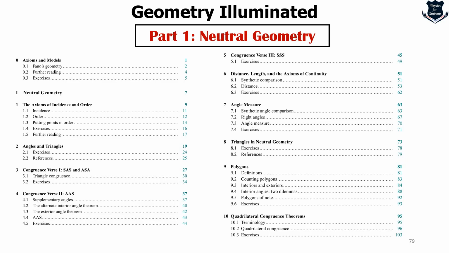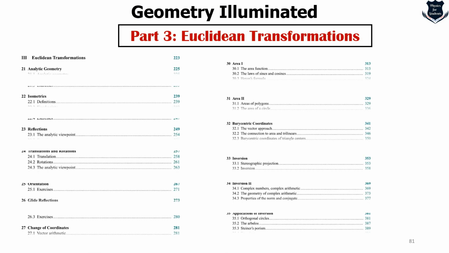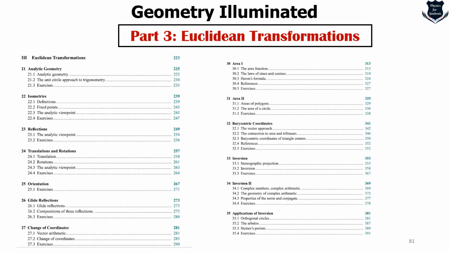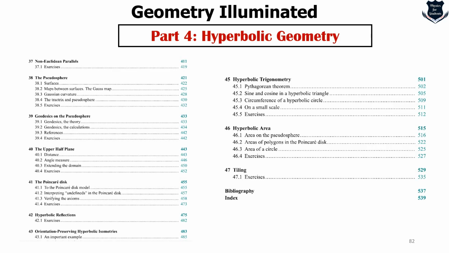It starts again with the basics like axioms and models, neutral geometry, congruence, triangles, neutral geometry, polygons. So these are actually Euclidean geometry, circles, circumference. But if you go through this book, you see that this one single book will cover almost everything. Then it will go into transformations, because when you move from Euclidean to non-Euclidean geometry, there are a lot of transformations being made. So analytic isometries, reflections is indeed great. Part 4 will cover hyperbolic geometry, which would be something like the pseudosphere, geodesics on the pseudosphere, and so on.